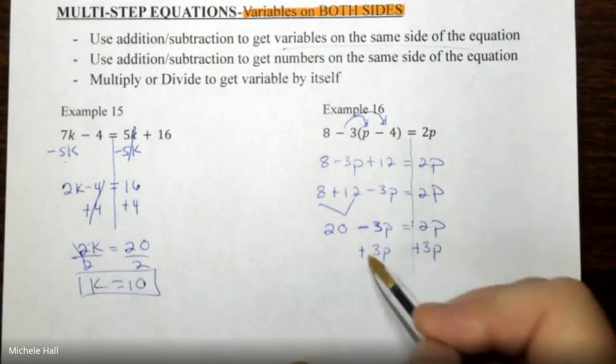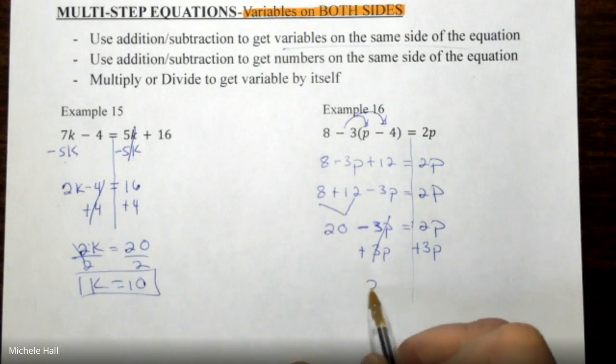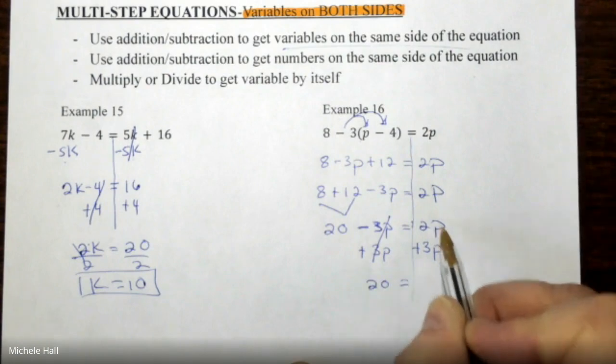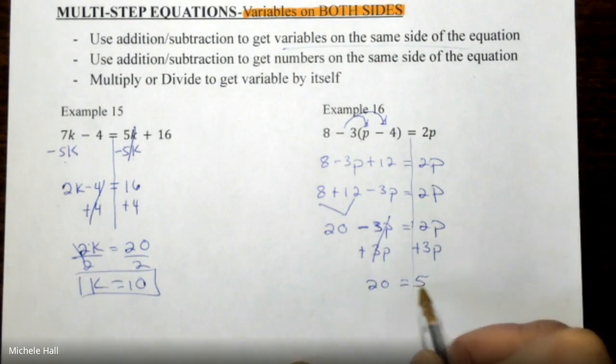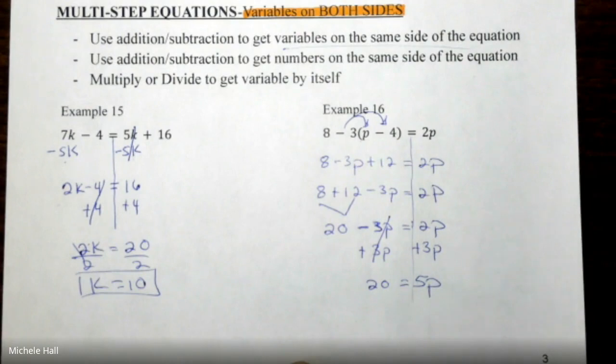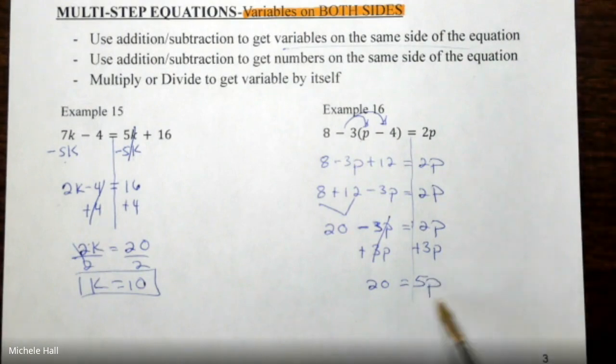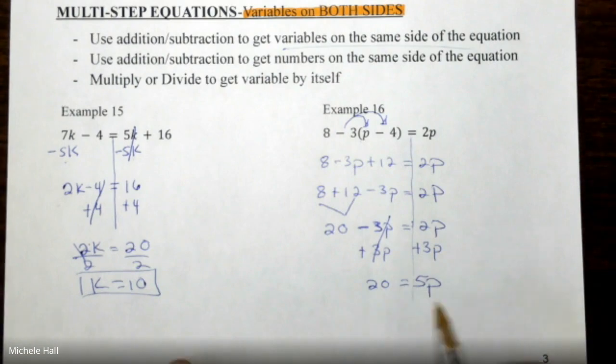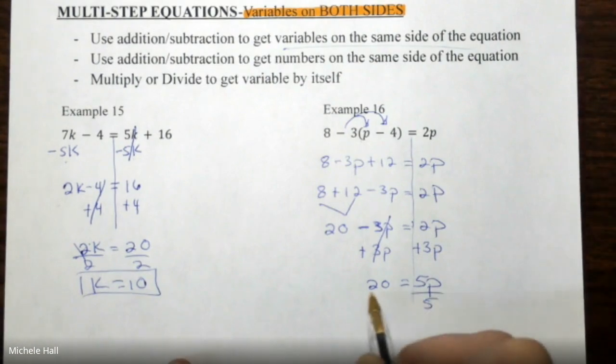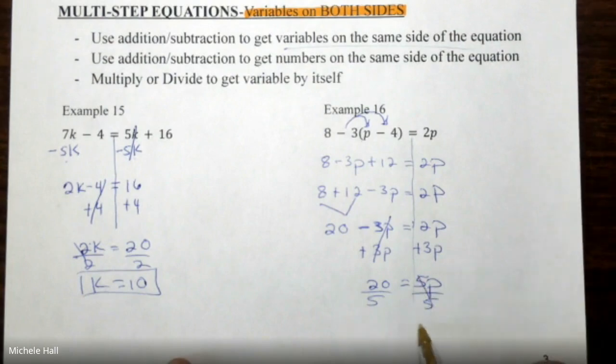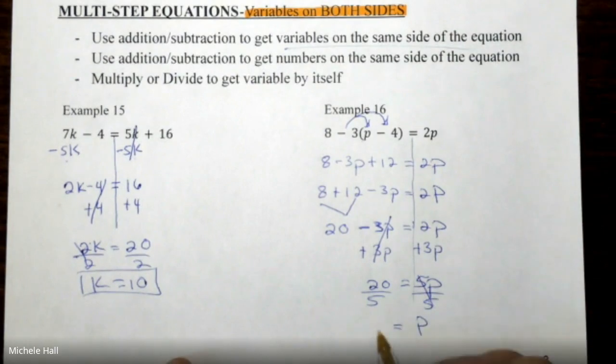Negative 3p and positive 3p cancel, and I get 20 equals 2p plus 3p is 5p. Now I'm ready to solve. I have my variable all together on one side and the number on the other side. The opposite of multiplying by 5 would be to divide by 5. And we get that p equals 4.